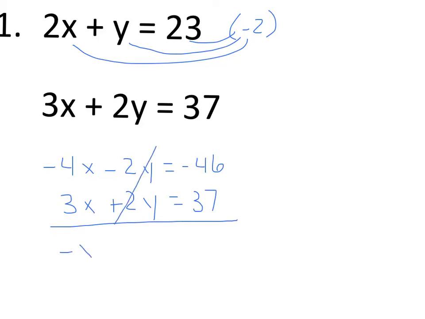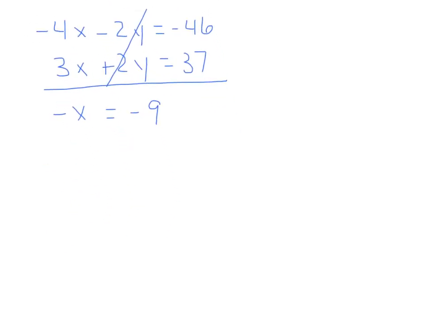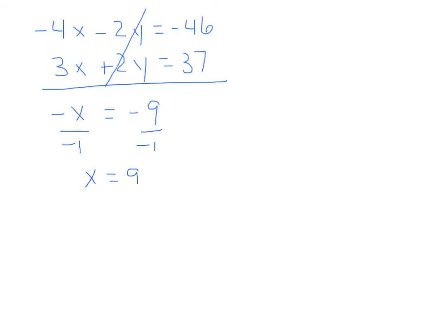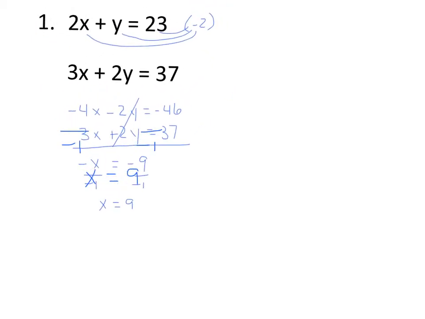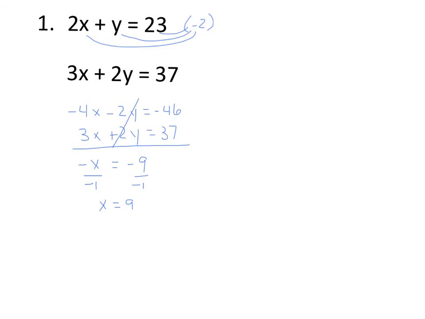So I have -x equals -9. And then I'm going to divide both parts by -1, and x will equal +9. Okay, so I'm going to go ahead and zoom back out here a little bit. Now I'm going to take that 9, and just like we were doing earlier, plug it into one of the originals. It does not matter, again, which one you do. So I'm going to just plug it in the top one.